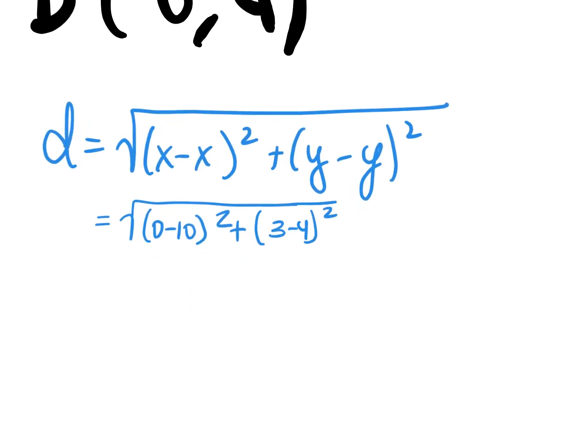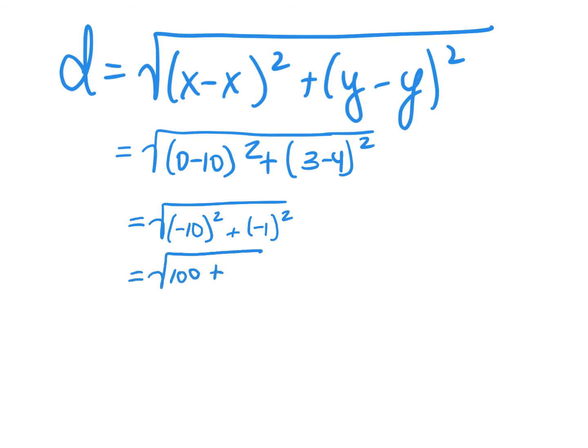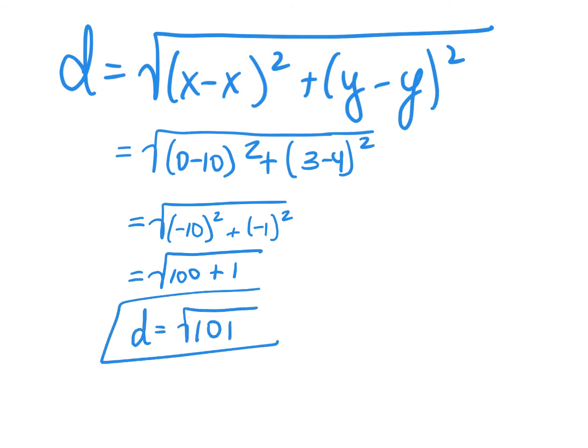Does it matter what order I do? Nope, just as long as you keep your x's together and your y's. So here I have the negative 10 squared plus negative 1 squared. 3 minus 4 gives me negative 1. What is negative 10 squared? 100. What's negative 1 squared? 1. And my answer is the distance equals the square root of 101. Does that break down? No.